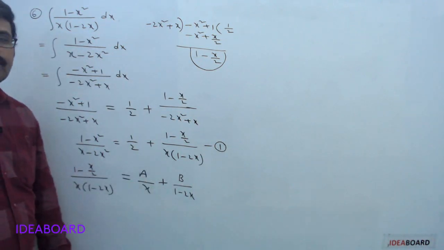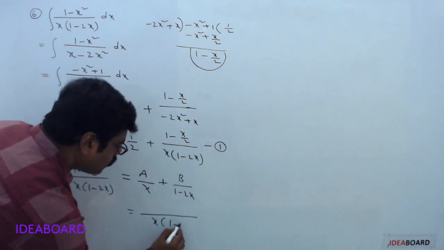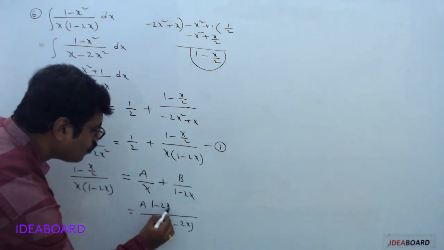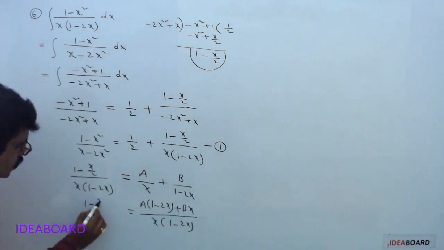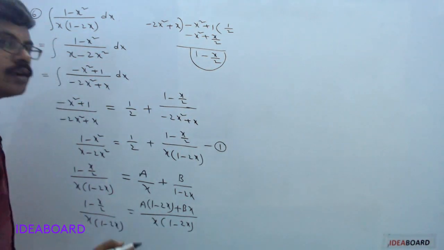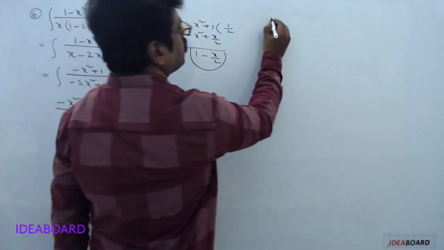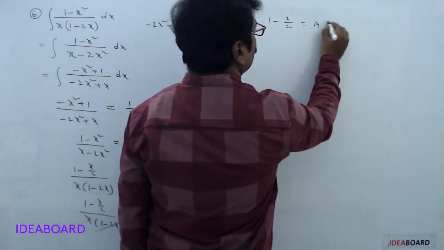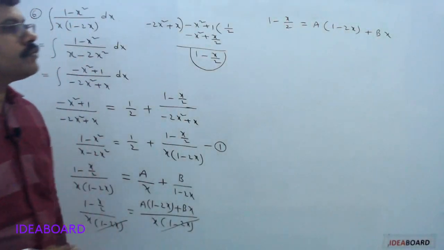Now let us find the values of a and b. Take the LCM. Here what is the LCM? x into 1 minus 2x. Corresponding numerator a into 1 minus 2x plus b into x. Carry this LHS value as it is, 1 minus x by 2 divided by x into 1 minus 2x. Now cancel the denominators on both sides. Then write down the remaining expression: 1 minus x by 2 equals a into 1 minus 2x plus bx.